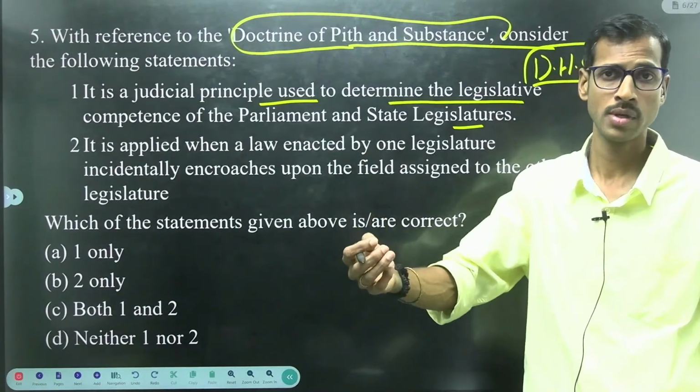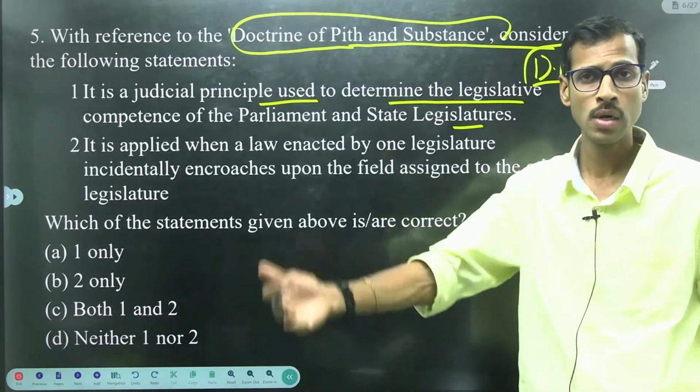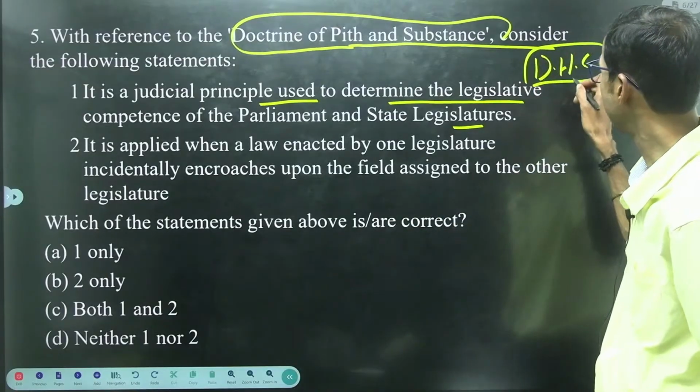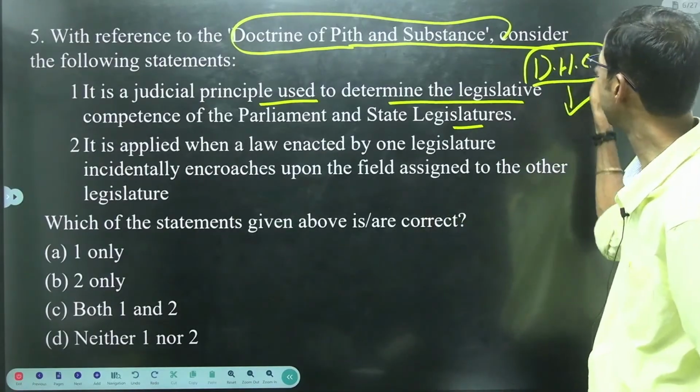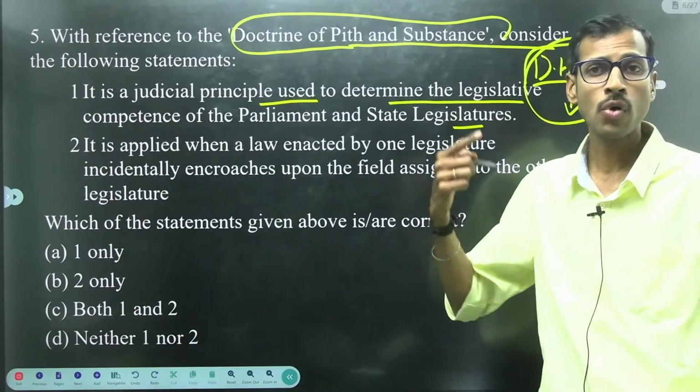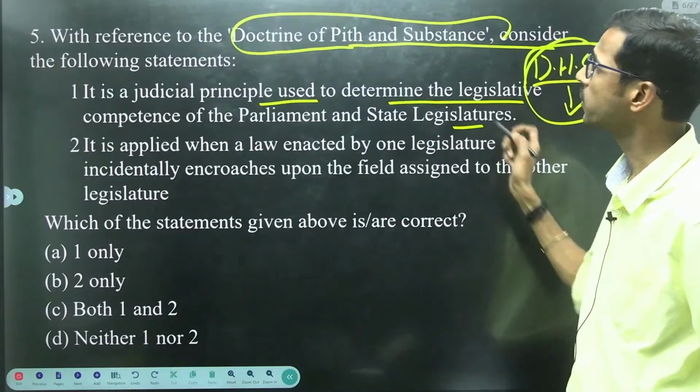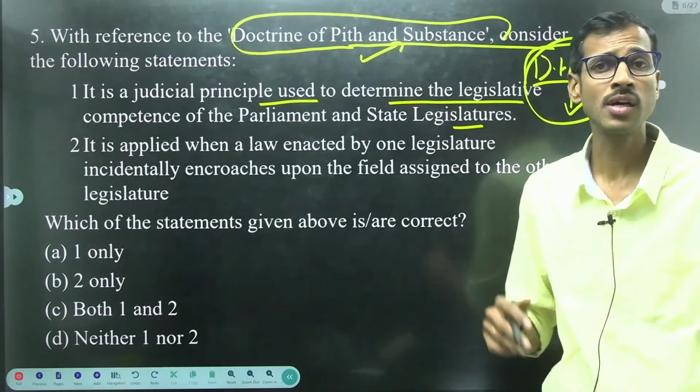Wherever there is any conflict between two or more provisions, judiciary intervention will be there, right? That is called the doctrine of harmonious construction. Likewise, here the doctrine of pith and substance is completely related.